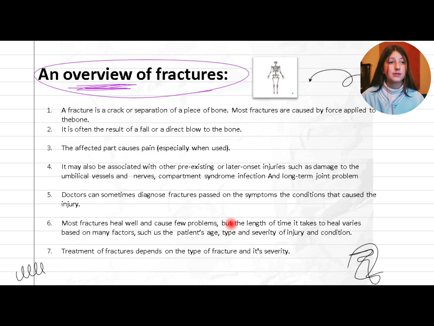Doctors can sometimes diagnose fractures based on the symptoms, the conditions that caused the injury. Most fractures heal well and cause few problems, but the length of time it takes to heal varies based on many factors, such as the patient's age, type and severity of injury, and condition. Treatment of a fracture depends on the type of fracture and its severity.